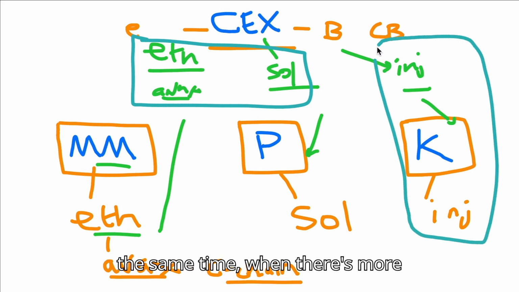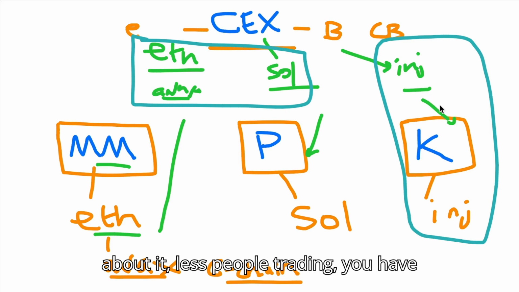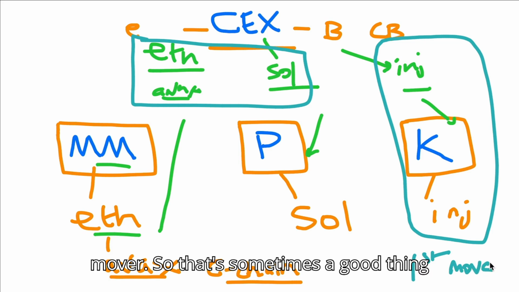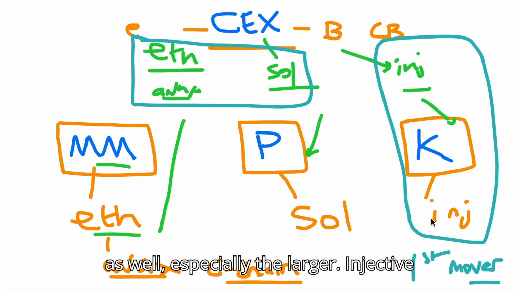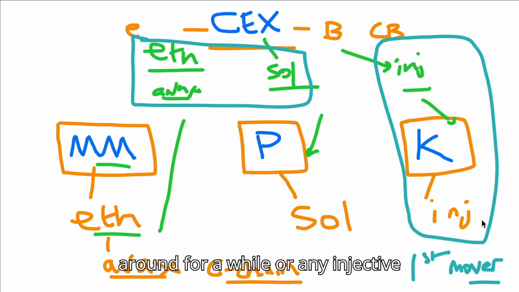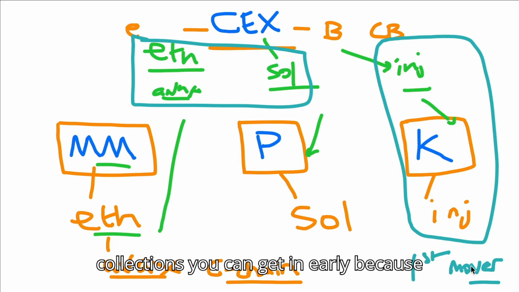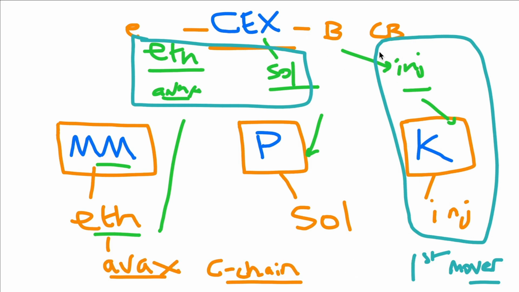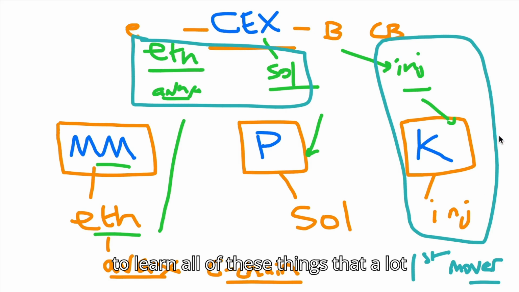But at the same time, when there's more friction, there are fewer people who know about it, fewer people trading. You have first mover advantage. So that's sometimes a good thing as well, especially the larger, well-known Injective meme coins that have been around for a while, or any Injective collections. You can get in early because you learnt the process of doing it. And that's why you invested in this training, to learn all of these things that a lot of people still don't know about.